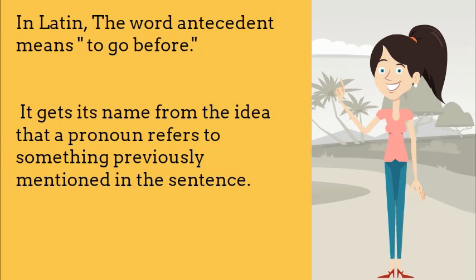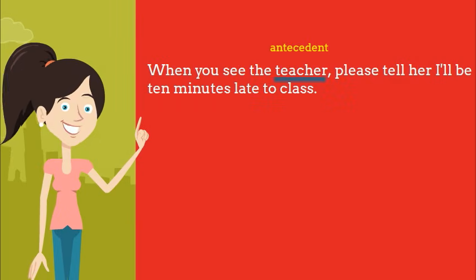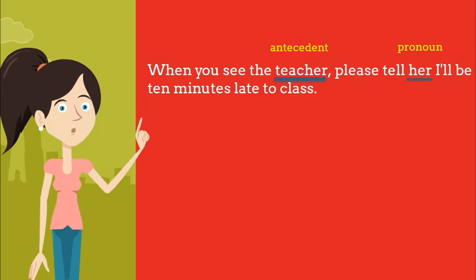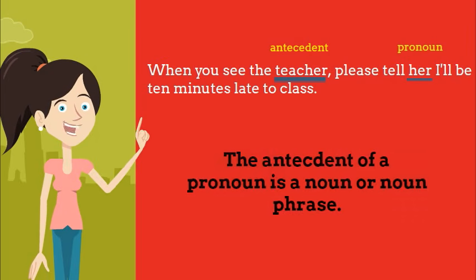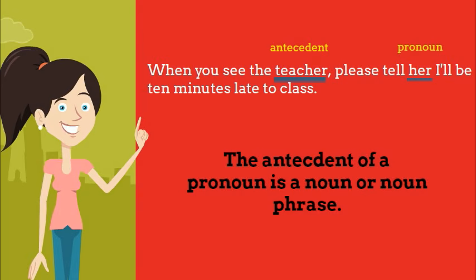Let's look at this example. When you see the teacher, please tell her I'll be 10 minutes late to class. The antecedent is teacher. It is the word that the pronoun her refers to. The word teacher comes before the pronoun her. Typically, the antecedent of a pronoun is a noun or a noun phrase.